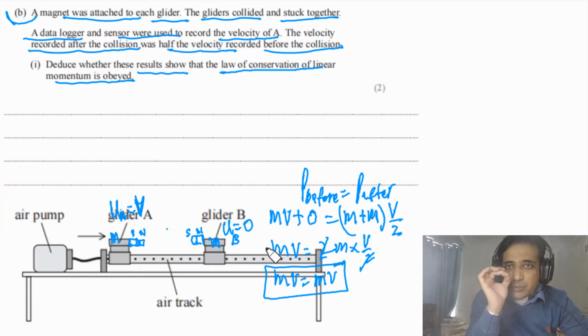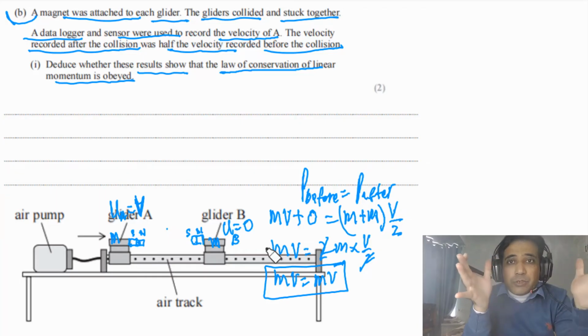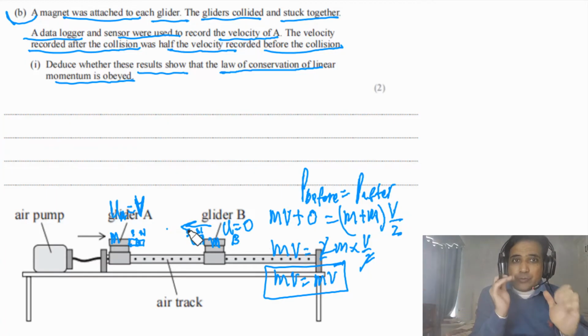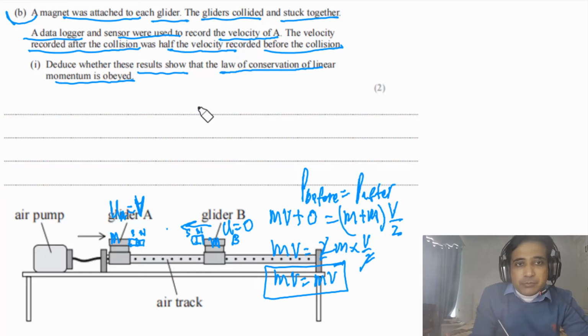But there is a little bit of a problem with this question. They have said there are two magnets on two gliders, so there will be an attractive force, so there will be a force on this one to the left, so this will also move. But they are simply telling us that the velocity of A is V, and after collision the velocity of A becomes half. So it simply means that this glider just stays at rest.